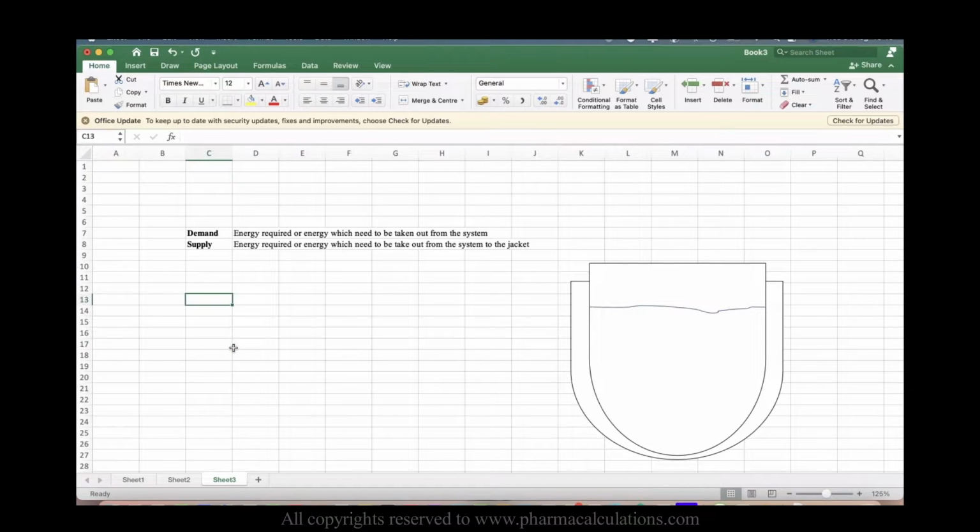So in order to estimate the demand and supply, we will be using the formulas m cp delta t, or m lambda, or sometimes it is going to be both. It depends upon the case, m cp delta t plus m lambda. So both can be used. While coming to supply, we are going to use UA LMTD. So these are the two equations which we are going to use while performing an energy balance.